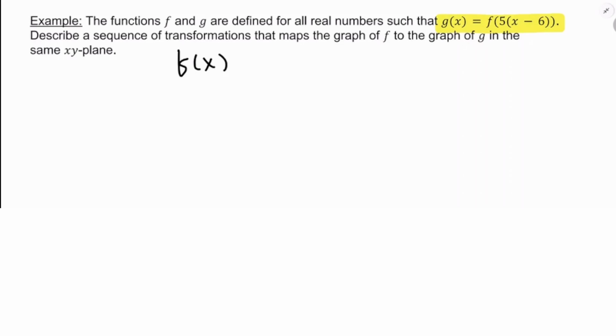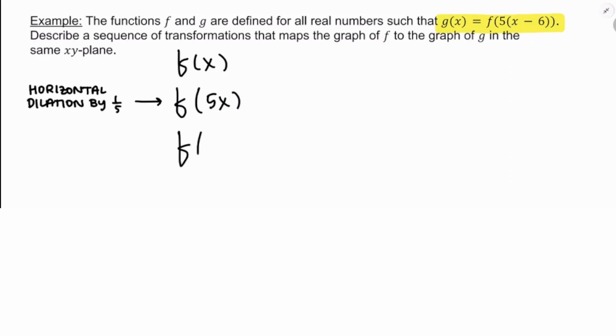And I'll go ahead and show you why off to the side. But first, I'm going to replace x with 5x. So that is going to be a horizontal dilation by a factor of 1/5. And I'm going to write that off to the side. Okay. Then after that, I'm going to replace x with x minus 6 in parentheses. Then it'll look exactly right. So if I replace this x with x minus 6, then that will represent a shift right by 6.